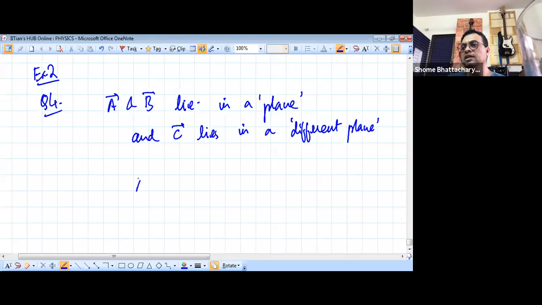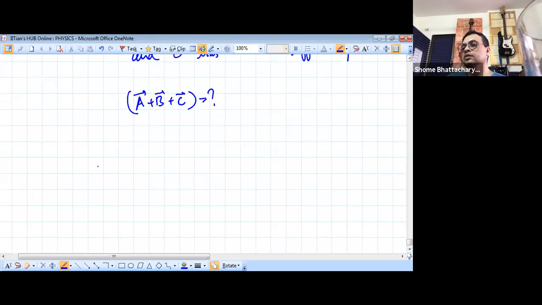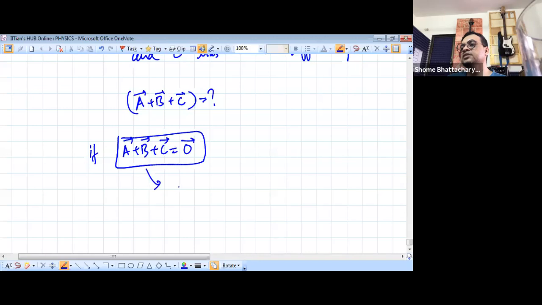Then we are talking about A plus B plus C. Let's talk about that. Now the thing is, you have to understand that if A plus B plus C is equal to 0, what does that mean? That means that the vectors A, B and C are 3 consecutive sides.